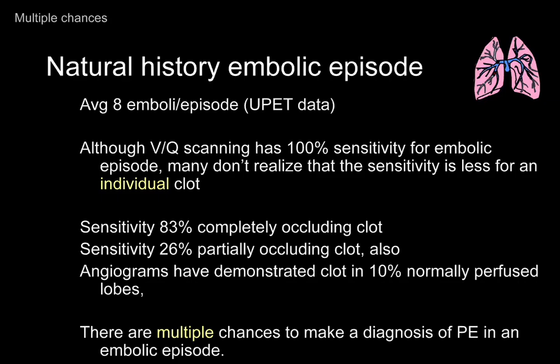To paraphrase James Carville, a deep venous clot fragments in the right ventricle, showering an average of 8 emboli to the lung. In older studies, VQ scans correlated with angiograms were not 100% sensitive for individual emboli. The important point is that for an embolic episode, there are multiple chances to make a diagnosis.